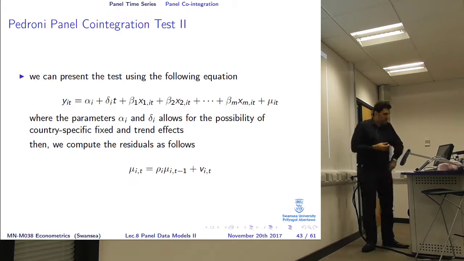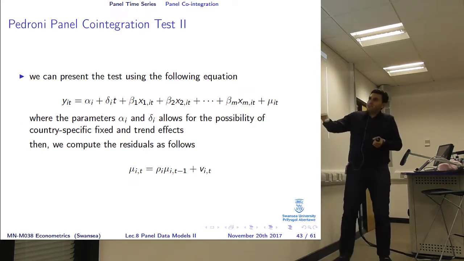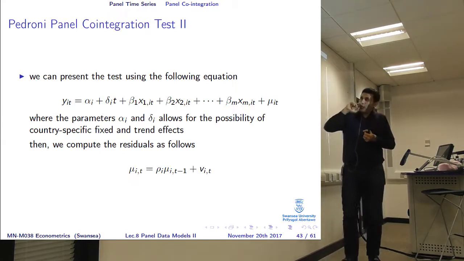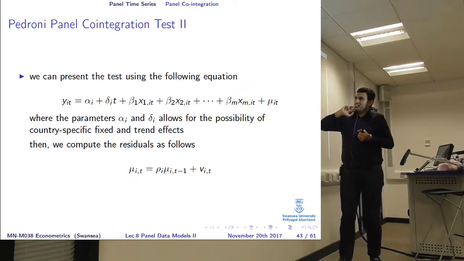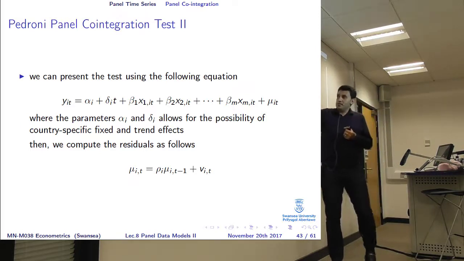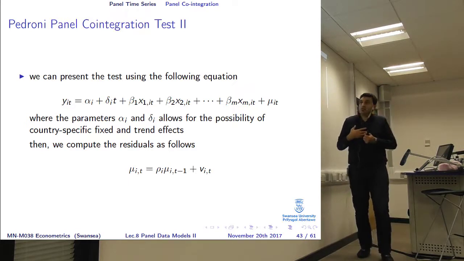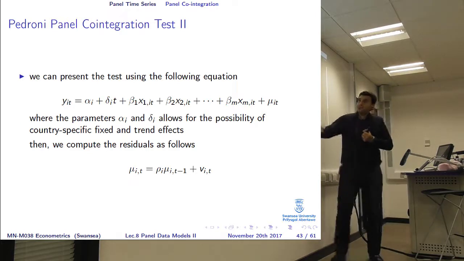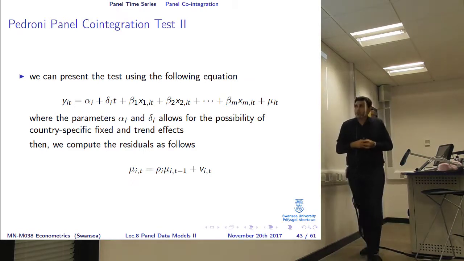So this is the main equation for the test. These are the two variables. We can have more than two variables, but say this is y and x. And what we have here are the parameters alpha i and delta i. That means we allow for the possibility of country-specific deterministic components like fixed effect and trend effect, okay? Because you've got this subscript i. So that means it could be different for different countries, okay?